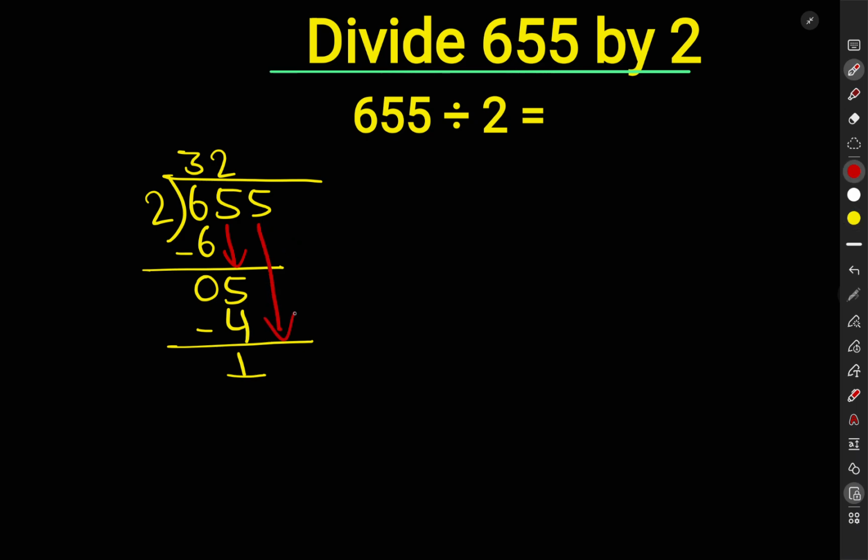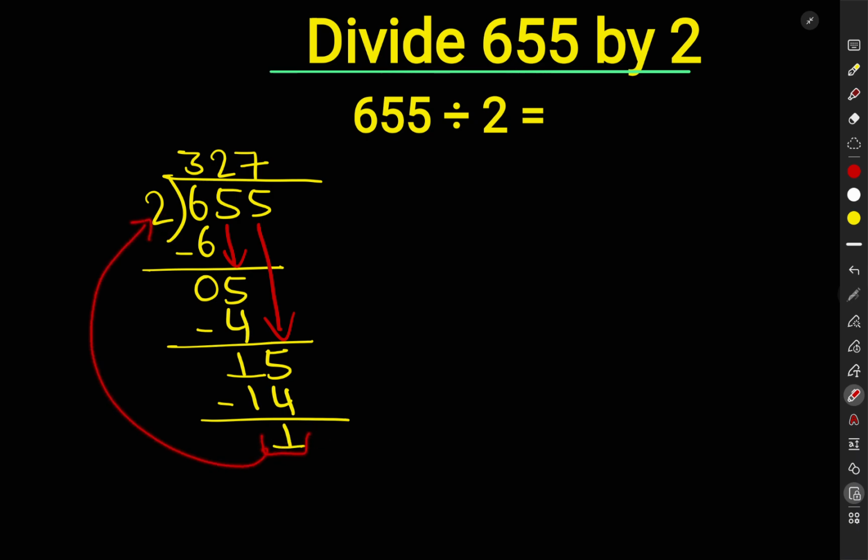So again we put down this 5 and it is 15. So 2 times 7 is 14. On subtracting we get 1. So now this 1 is less than 2 and there is no other number to put it down.